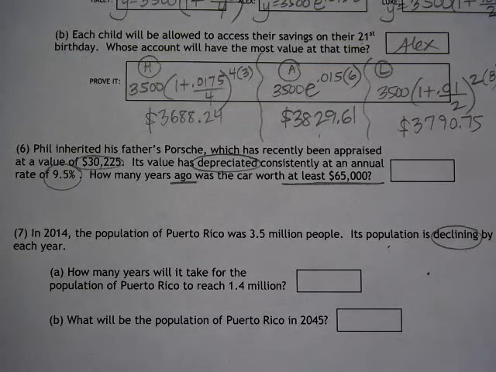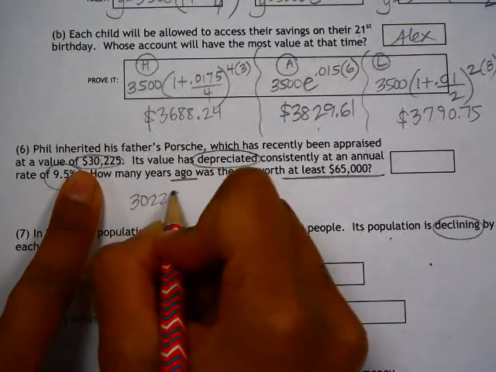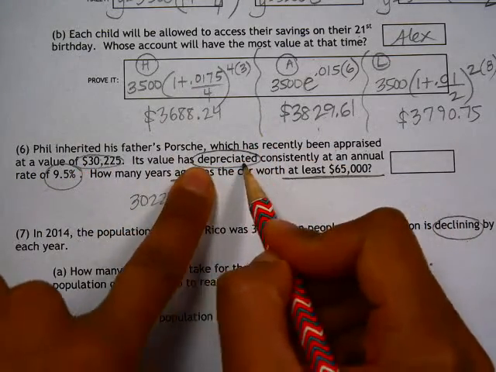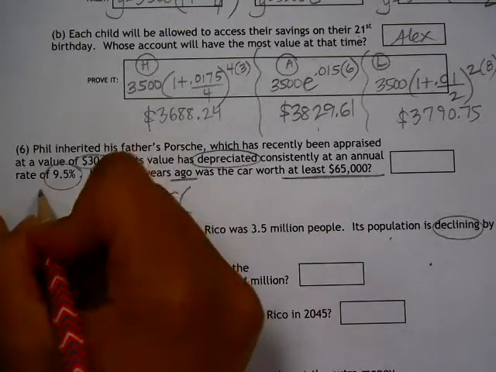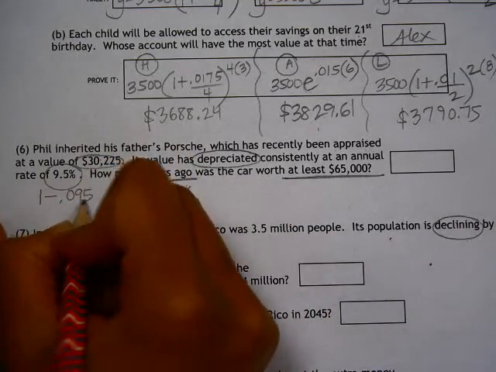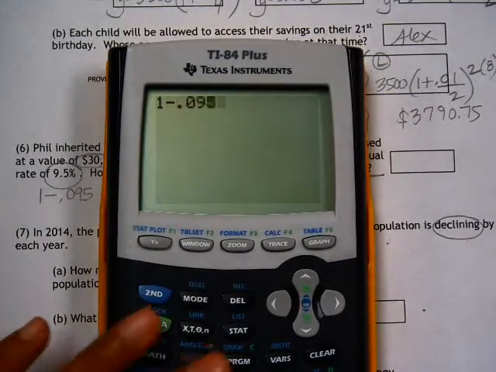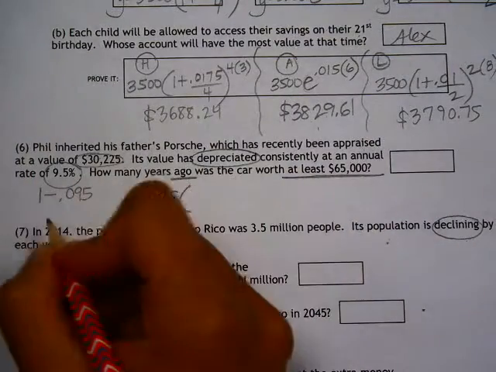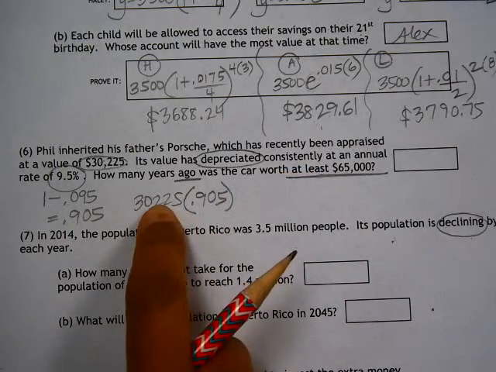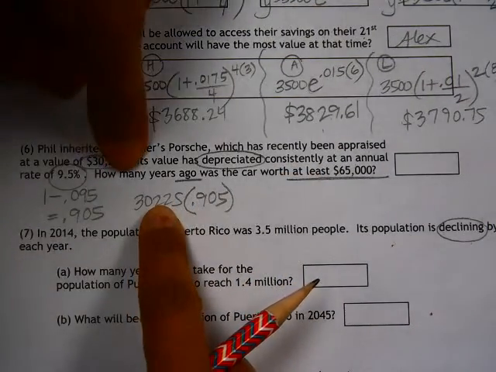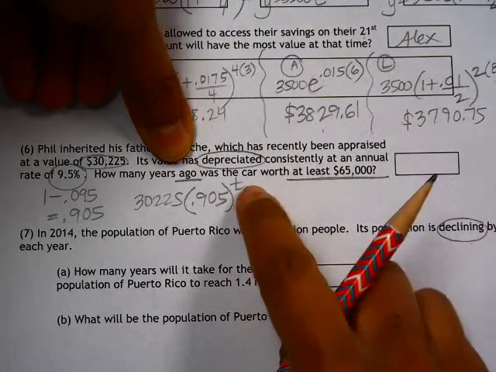So we can see here that the current value is $30,225. If the value has depreciated consistently at 9.5%, to find the multiplier in this scenario, we need to do 1 minus the percent, since it's depreciating by that percent. So 1 minus 0.095 is 0.905. And if we're saying this is the initial value, then if we're answering the question about how many years ago was the car worth at least $65,000, that means this time should be a negative number.